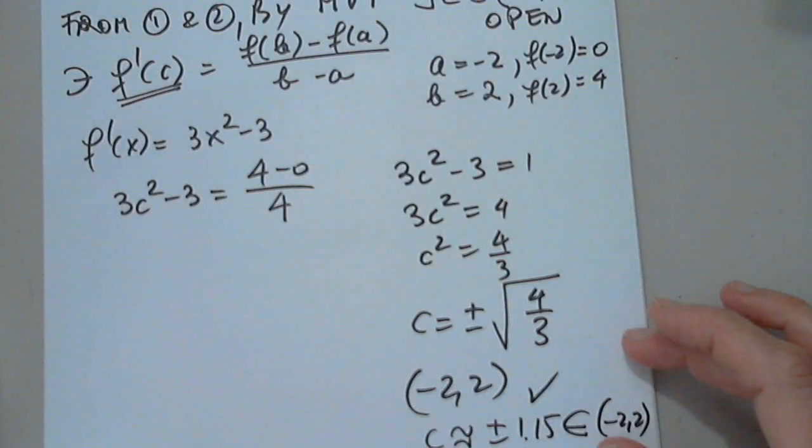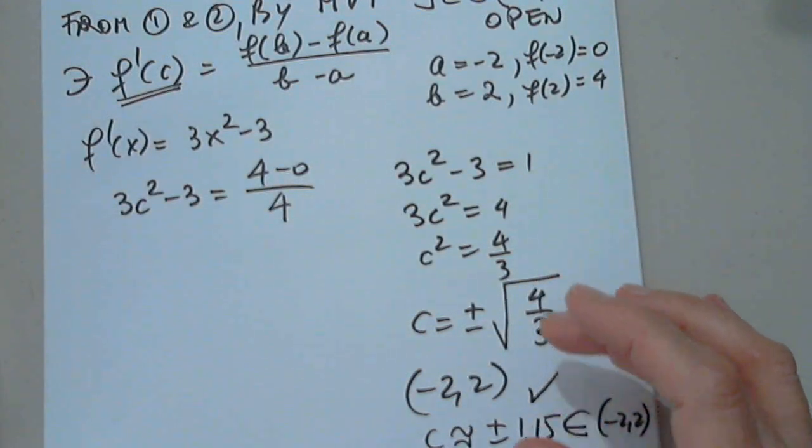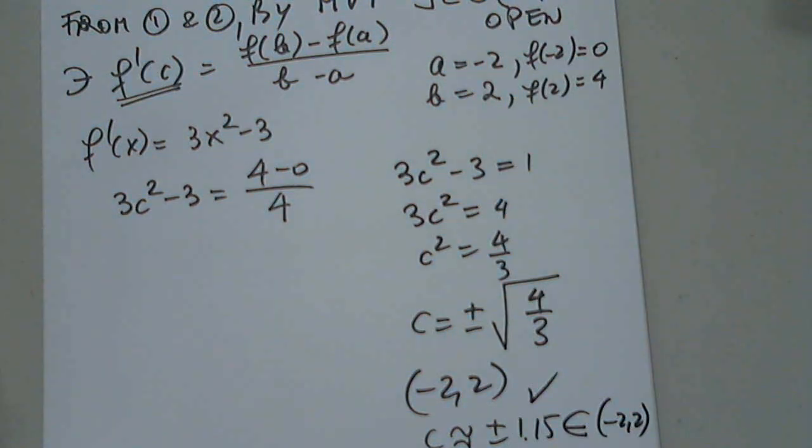Again, at the very end, I have to show that what I found is in the given interval. Because we had an example in which one worked and the other one didn't. One was in the interval and the other one wasn't. In this case, both of them are.